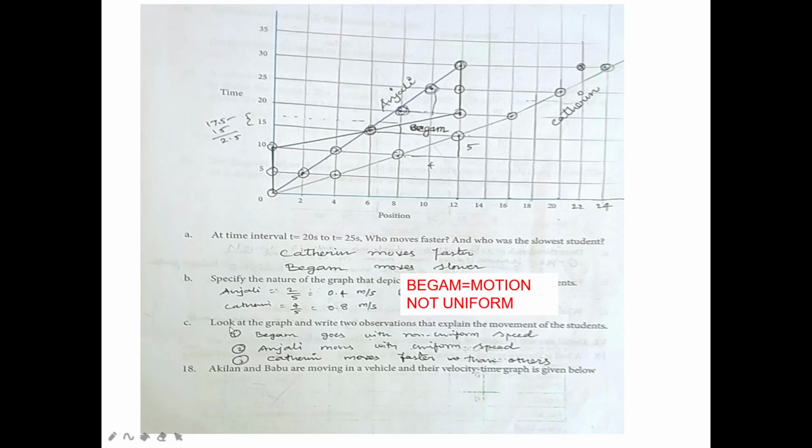Come to the third question. Look at the graph and write two observations that explain the movement of the students. We already explained very well. Beham goes with a non-uniform speed.